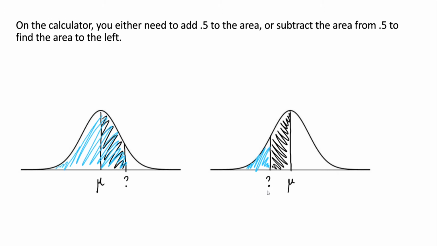If you are solving this type of problem on the calculator, you'll either need to add 0.5 to the area to get the amount to the left, or you need to subtract 0.5 from the area, right? So this would be 0.5 minus our area. If this is the area here, then you would put this amount into your calculator as the area to the left, and also input whatever the mean and standard deviation are.